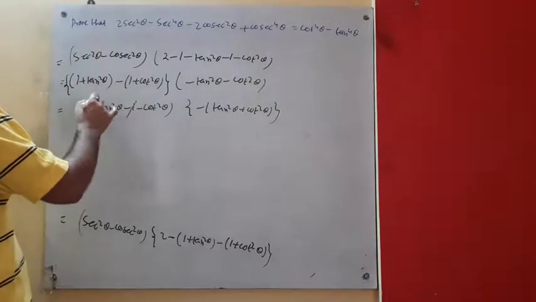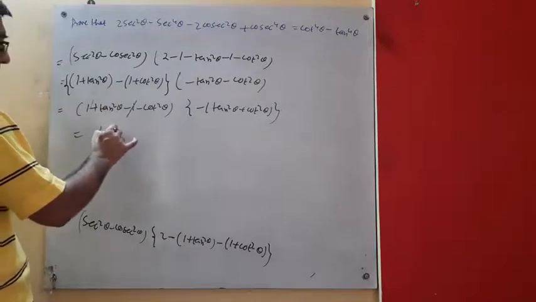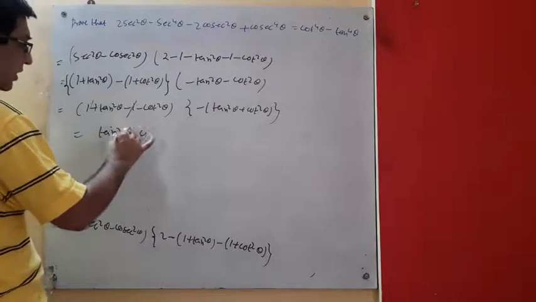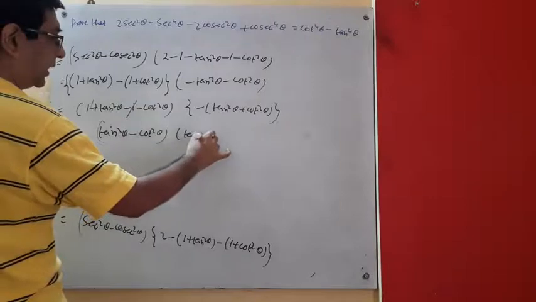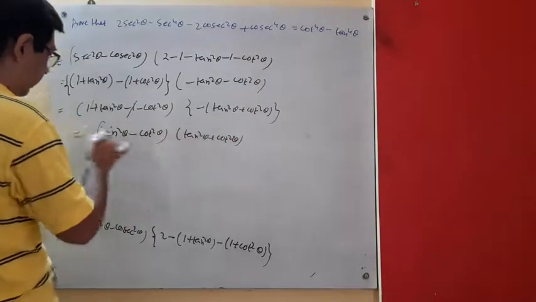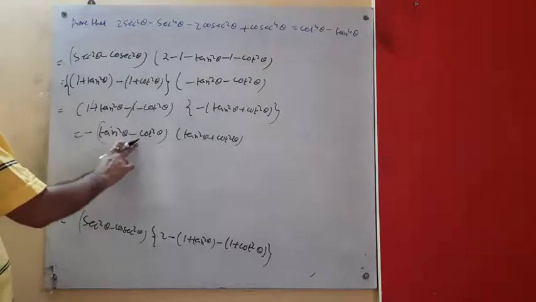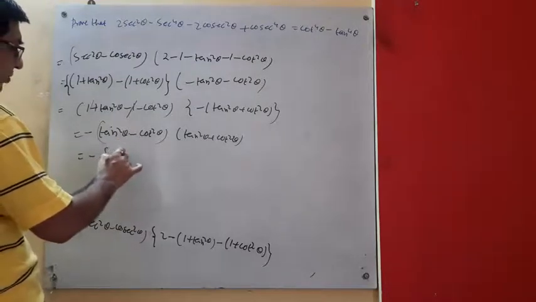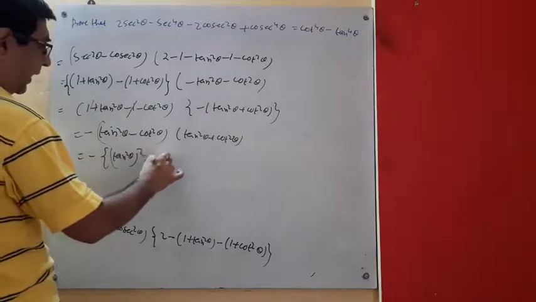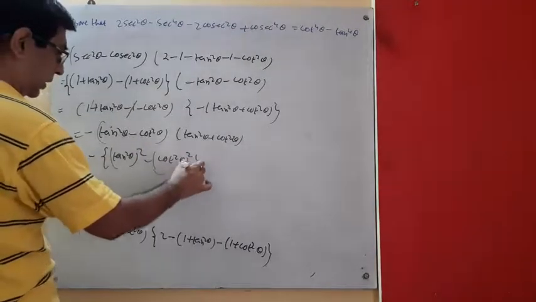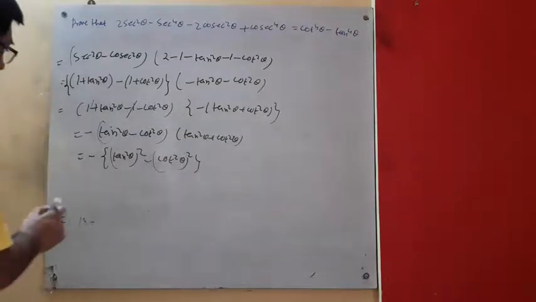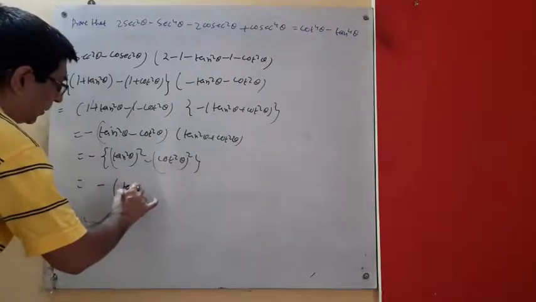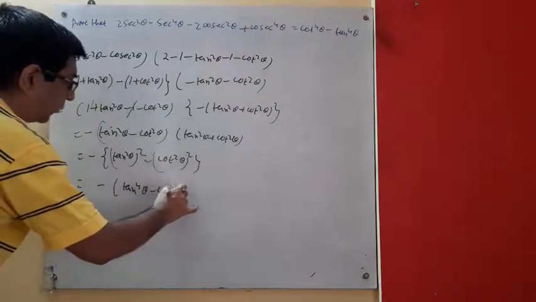So this one cancels. So we are getting tan square theta minus cot square theta into tan square theta plus cot square theta, with a negative sign here. So a minus b into a plus b is a square minus b square. Then what will I do? This is minus, this is tan to the power 4 theta minus cot to the power 4 theta.